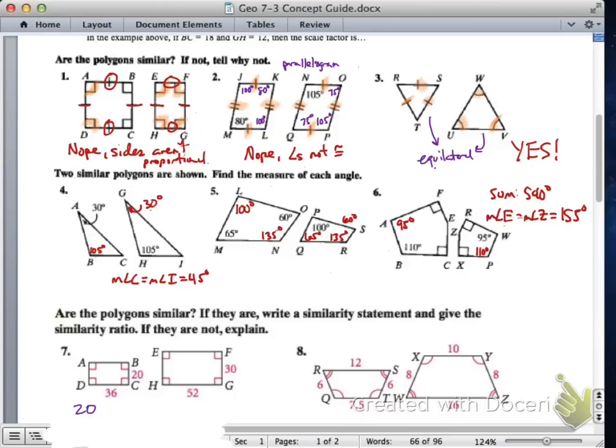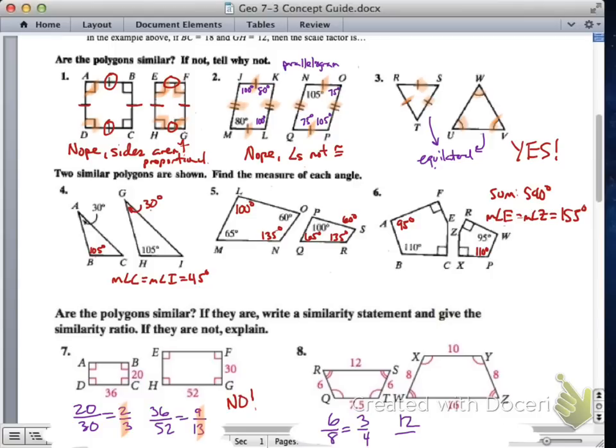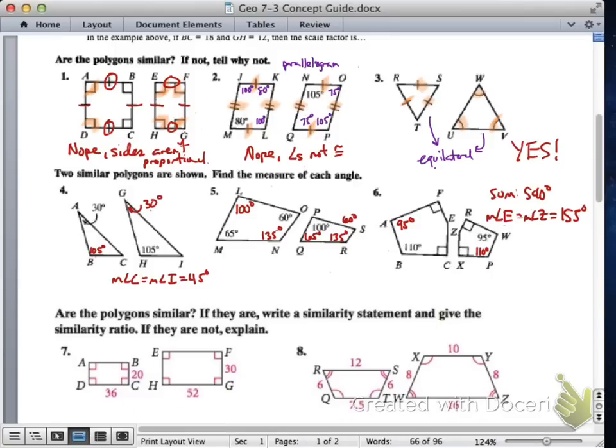So, does 20 over 30 equal 36 over 52? Yeah. Wait. No. One is equal to 2/3, the other is equal to 9/13. Are those equal? No. And so we do not have similar objects there. Try number 8 on your own.